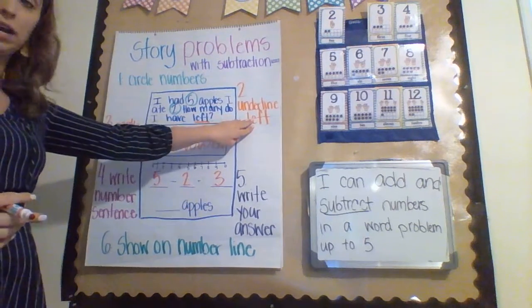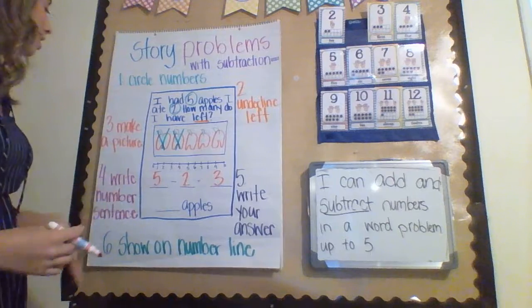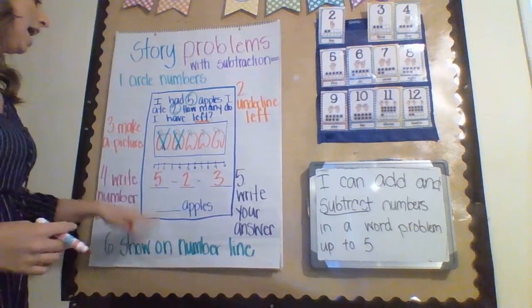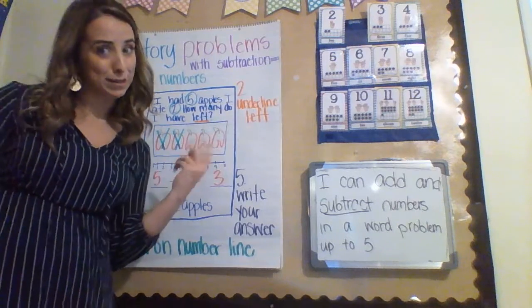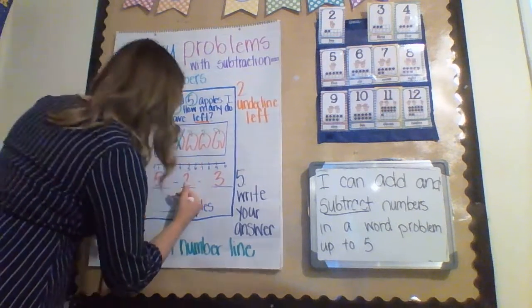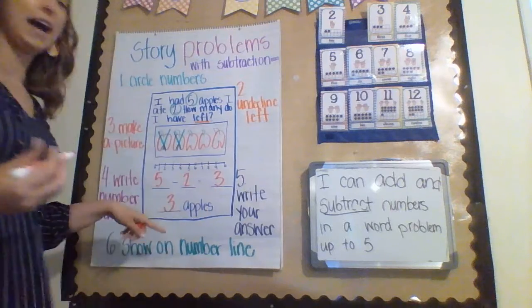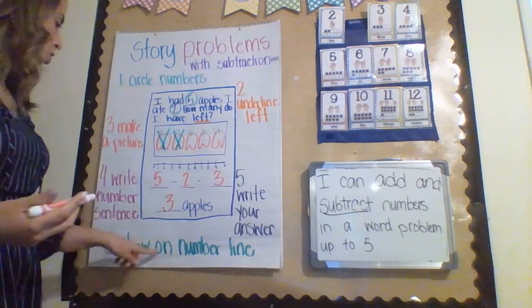So we start with our numbers. We underlined the word left. We made a picture. We wrote our number sentence. And now it's time to write our answer. Do we have 3 pancakes? No, we have 3 apples. 3 apples.